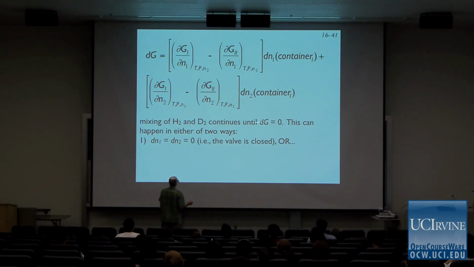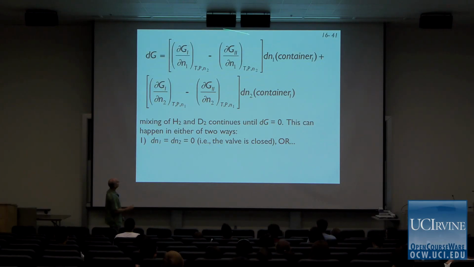The mixing of H2 and D2. So we know that if we open this valve, these two gases are going to mix, and when they stop mixing, dG equals 0, right? We're at equilibrium, right? How can dG equal 0? Look at this thing. When is dG going to be equal to 0? Well, there's only two ways that can happen.